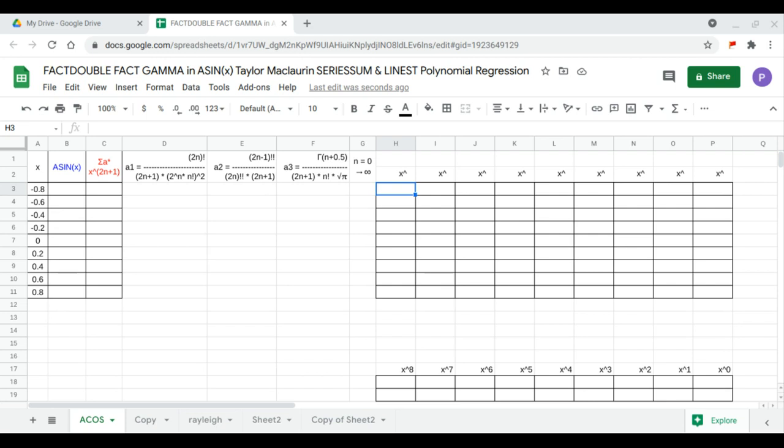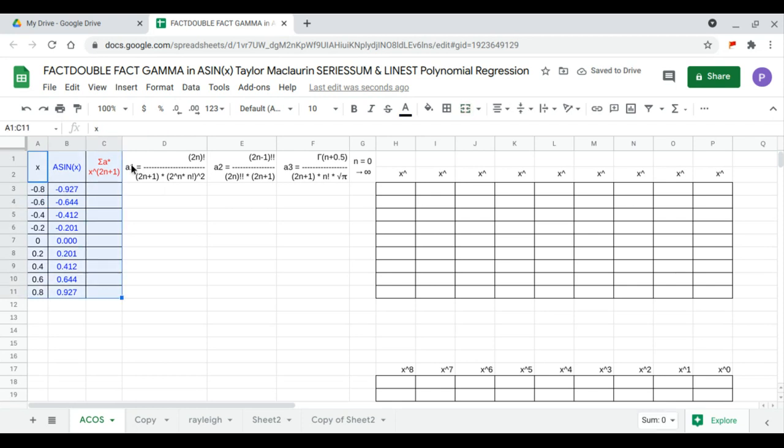In this video, we'll use factorial, double factorial, and gamma to generate the Taylor-Maclaurin series sum of the arcsine function. We begin with the data set of the arcsine function. Array formula, arcsine of the x values from negative 0.8 to positive 0.8.